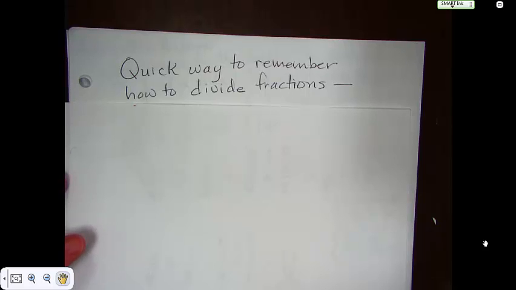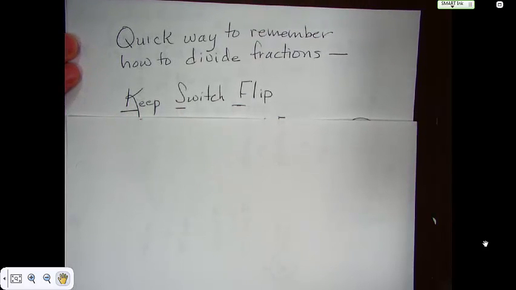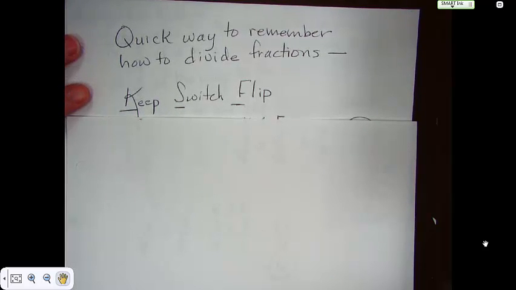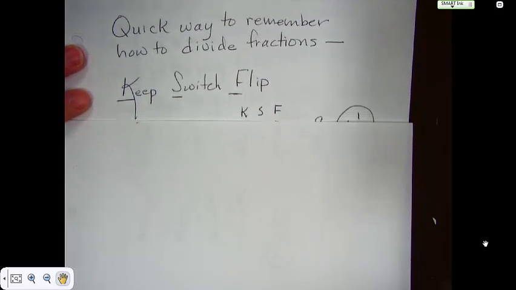I'll tell you what, this is the quickest way I know of to teach somebody how to divide fractions in a very efficient manner. Quick way. It's called keep, switch, flip. Write this down in your notes. Keep, switch, flip. Quick way to remember how to divide fractions.